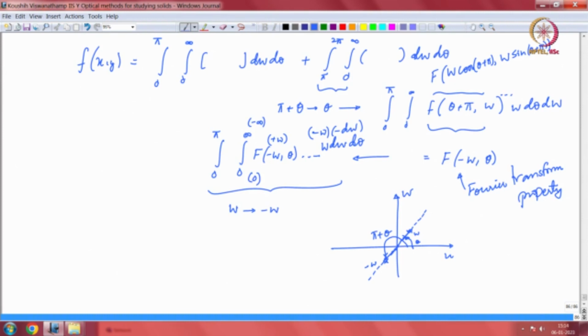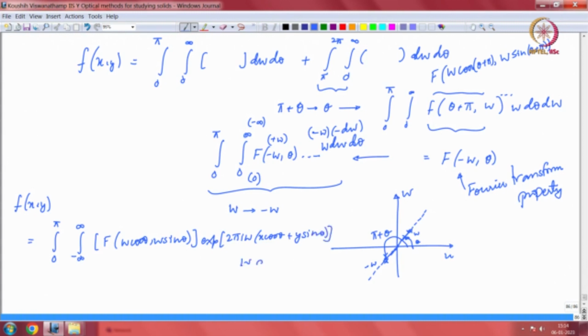So, if you do that and you combine that with the first integral, you can basically write f of x comma y as the integral 0 to pi, integral minus infinity to plus infinity of this entire thing, which I am going to write down now: f of w cos theta, w sin theta, exponential 2 pi i w (x cos theta plus y sin theta) |w| dw d theta. Just some simple manipulation, nothing very fancy, and it is still the expression for the inverse transform.